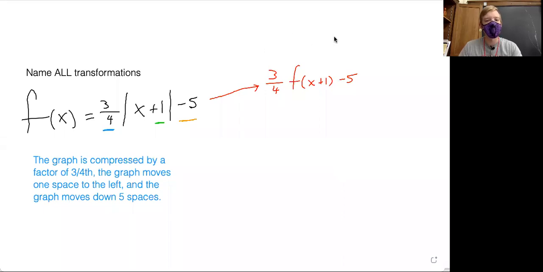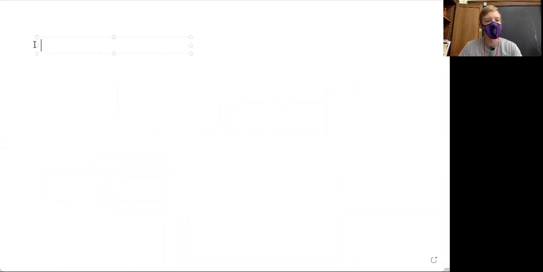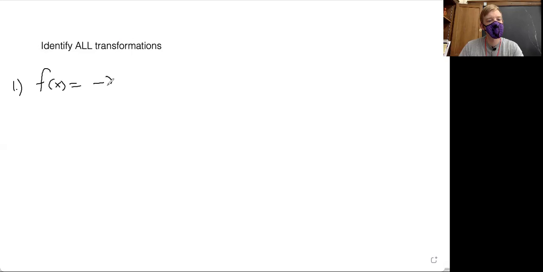All right, so let's go ahead and let's do two problems for you here. So problem number one, let's make f of x equals negative 2 absolute value of x squared plus 12.